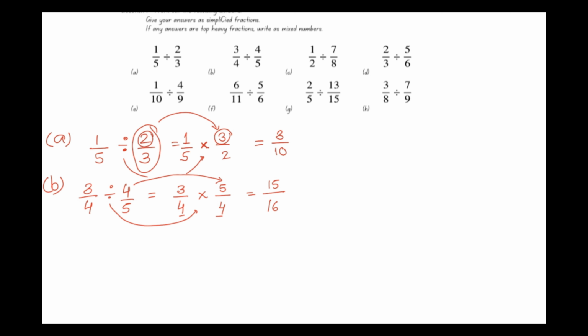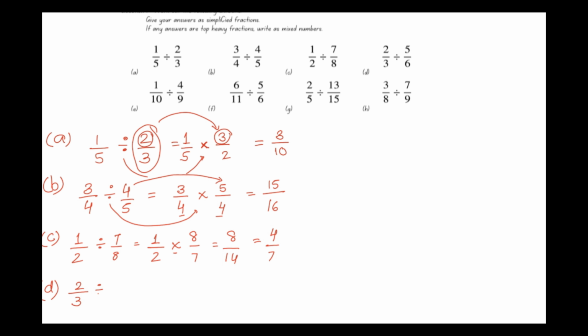The next fraction we have is 1 upon 2 divided by 7 upon 8. The first fraction we write as it is, then the division sign becomes multiplication, and the second fraction we reciprocal, 8 upon 7. 8 times 1 is 8 and 7 2s are 14. Now we will simplify this fraction. We divide the whole fraction by 2, so it becomes 4 upon 7.